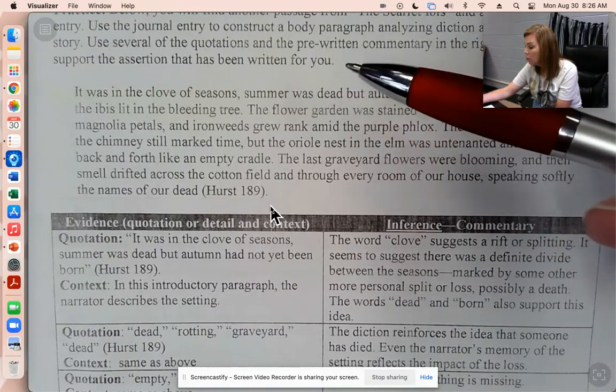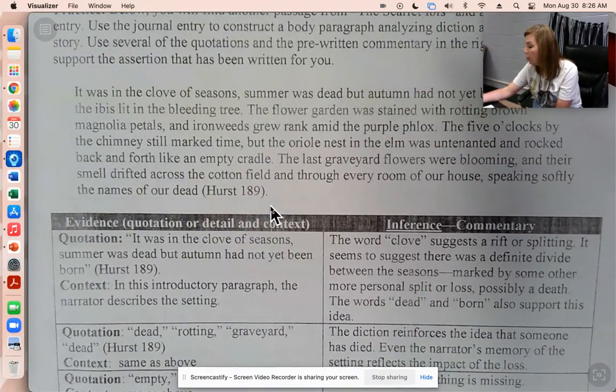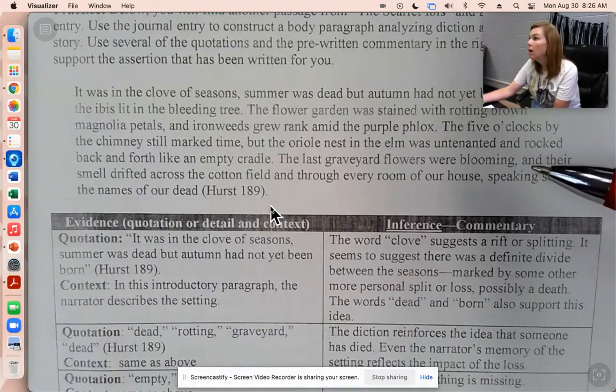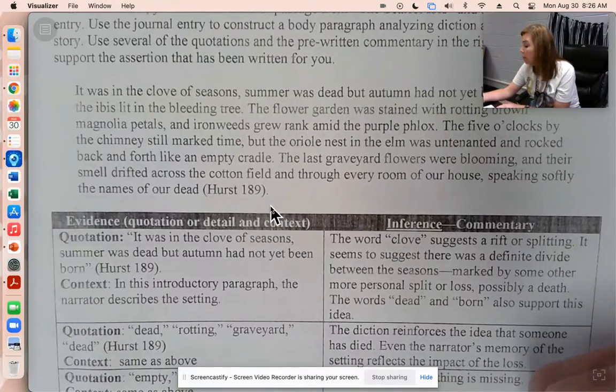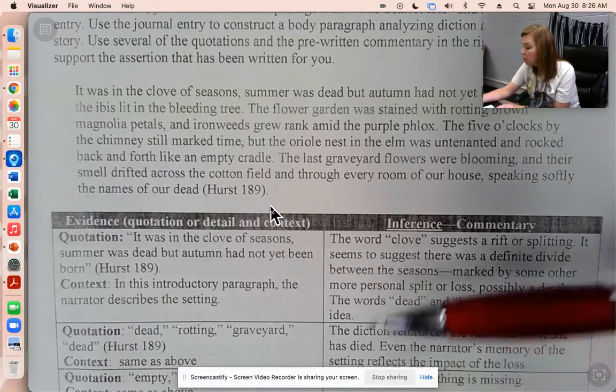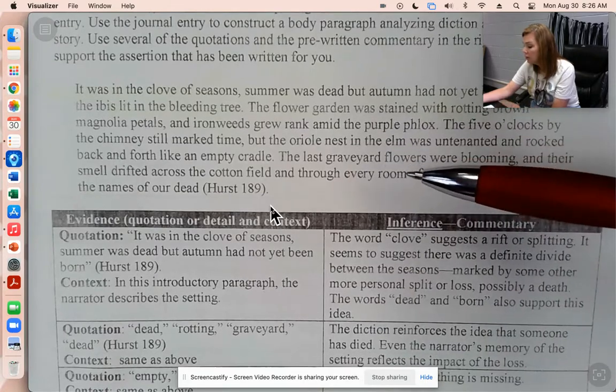This dialectical journal is going to work for a body paragraph where you're analyzing diction, which is author's word choice, and imagery. Remember, anything that has extra descriptions, extra adjectives, colors, that's going to count for imagery. And then there are several of these quotations or the commentary that you're going to use to support the assertion.